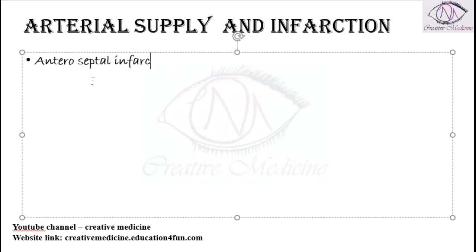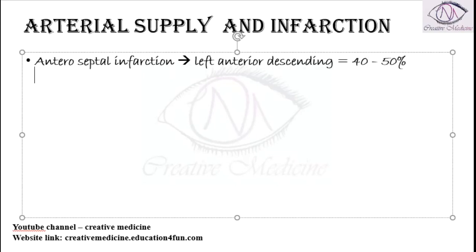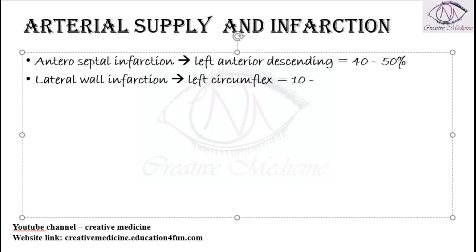Anteroseptal infarction is associated with blockade of the left anterior descending artery, and it is seen in almost 40 to 50% of cases. There is also one more, which is called lateral wall infarction, and it occurs mainly because of left circumflex artery blockade, which is seen in almost 10 to 15% of the patients.